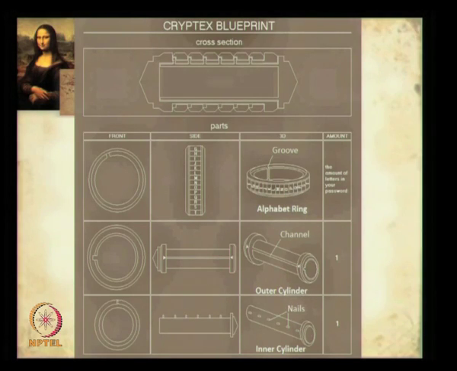It mainly has two concentric cylinders. The secret message is hidden inside the inner cylinder. The inner cylinder has a set of nails protruding out of it in a straight line. The outer cylinder has a channel through which the inner cylinder can pass in or out.